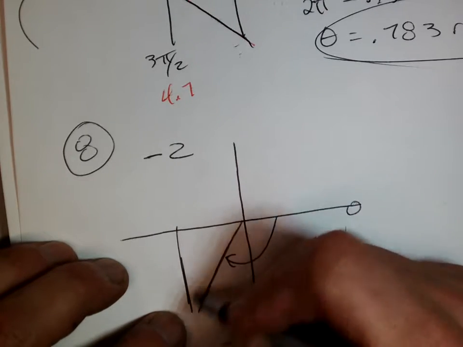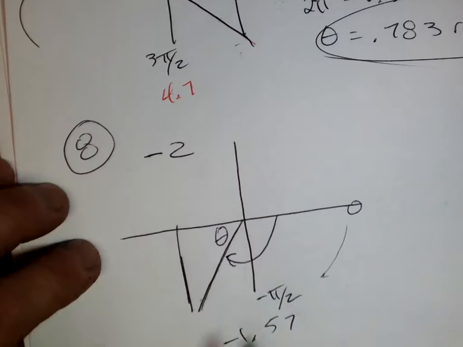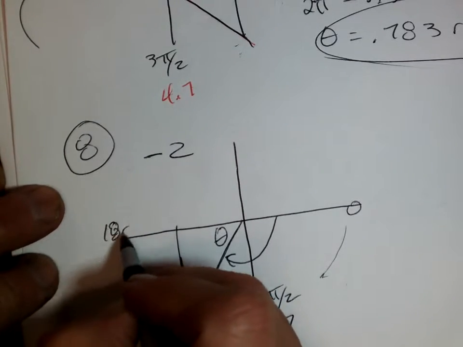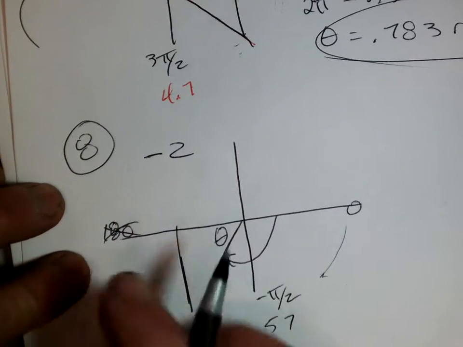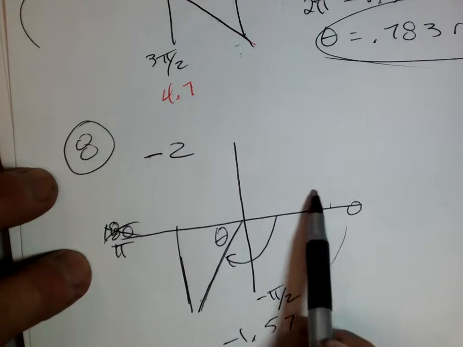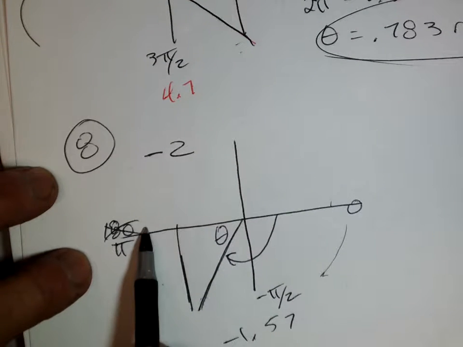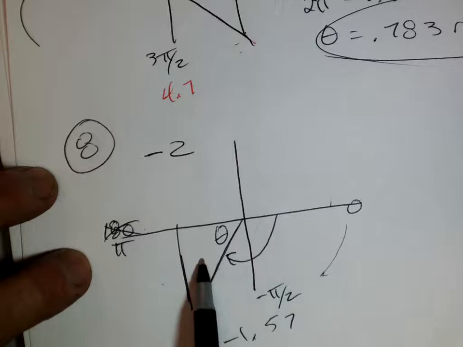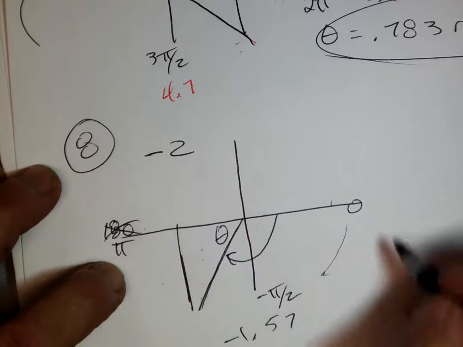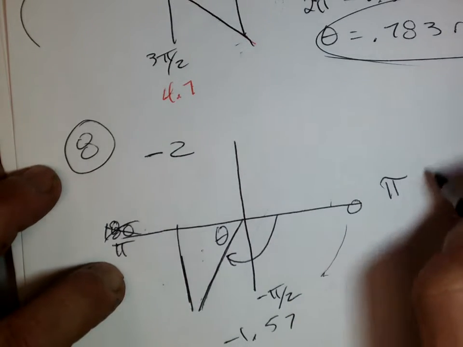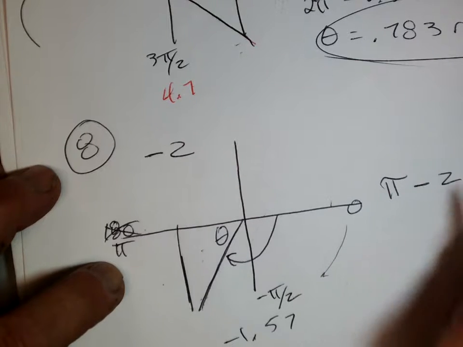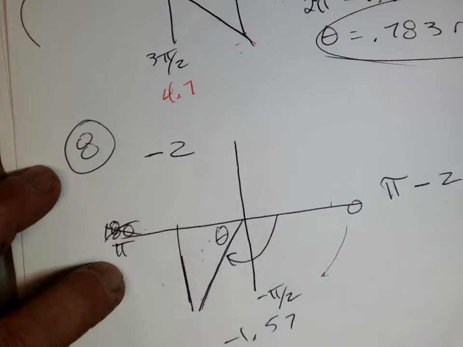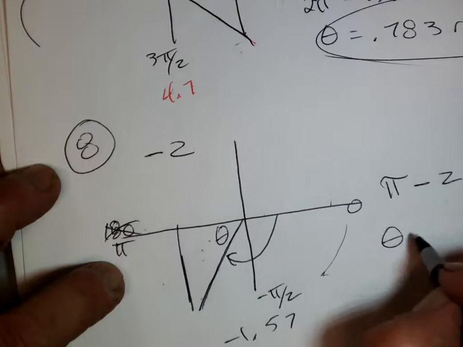So the angle I'm looking at is here. This is 180 degrees, but we're not doing degrees, I'm just giving a reference. This is pi. So the angle I want all the way across is pi, minus this angle, which gives me the reference angle. So let's go pi, and we'll subtract 2, and I get an answer of about 1.14 as my reference angle. 1.14.